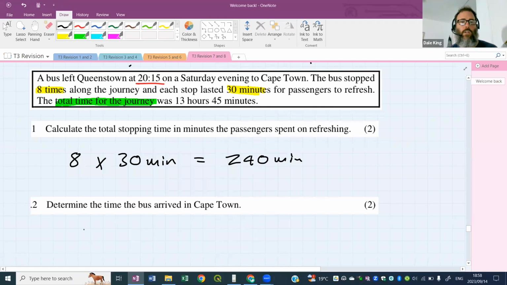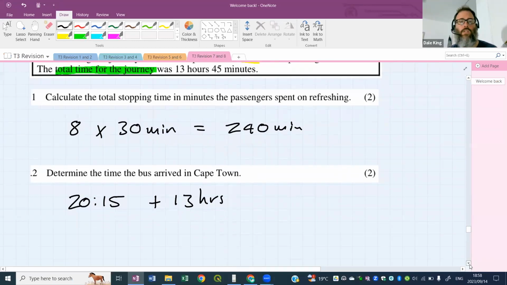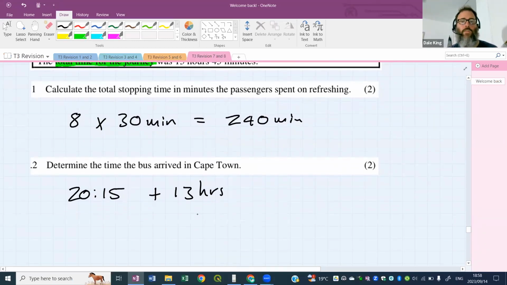So 2015. All right. Let's add on the hours first. 13 hours. Where does that get us? Ladies and gents, you start at 8:15, you do 13 hours. We'll deal with the minutes just now. You do 13 hours of travel. Where does that take you? To what time? Anybody?